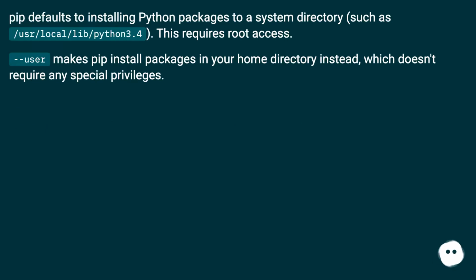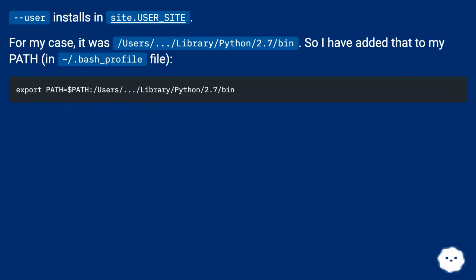Pip defaults to installing Python packages to a system directory, such as /usr/lib/python2.7/site-packages. This requires root access. --user makes pip install packages in your home directory instead, which doesn't require any special privileges. --user installs in site.USER_SITE. For my case, it was /Users/me/Library/Python/2.7/bin. So I have added that to my PATH in the ~/.bash_profile file.